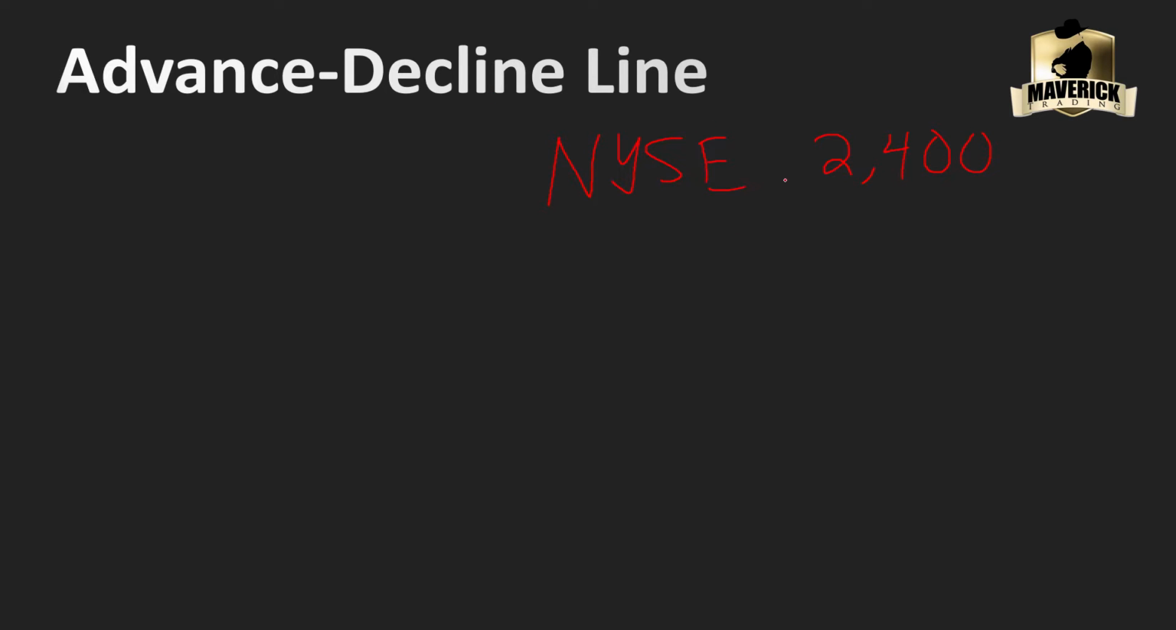But this is not the S&P 500, right? These are not 500, these are 2,400 stocks. Let's say that on this particular day, hypothetically, you had 1,400 advancers versus 1,000 decliners, right? That's a bullish day net. There were 400 more advancers than decliners.